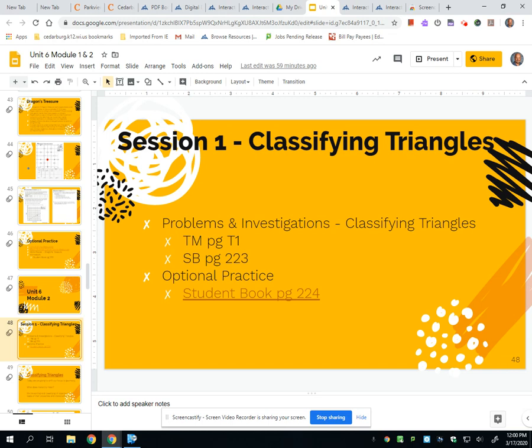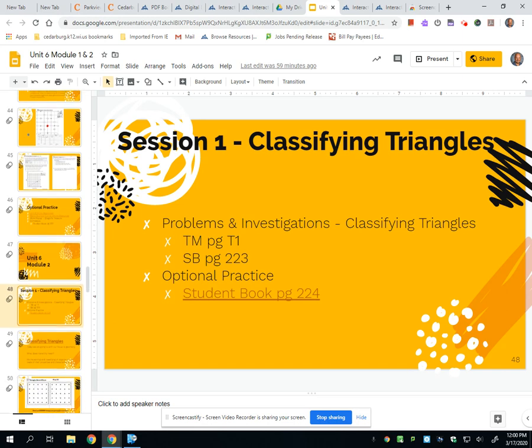On page 223, if you'd open up in your student book, we'll have you draw some pictures of some triangles and then classify them when we are done. When we're all completed with today, you will have to do page 224 in your student book, and we'll come back to that later.